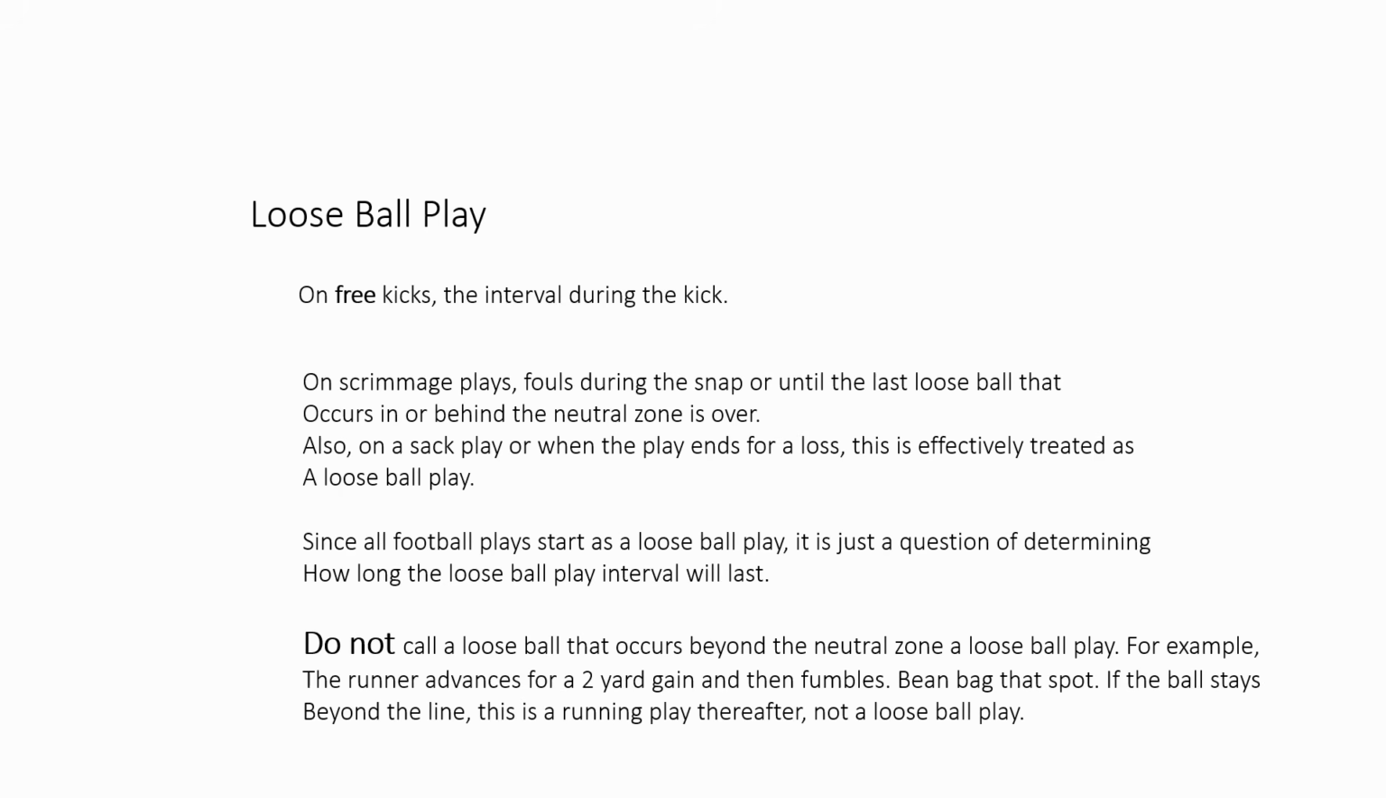Also remember, do not call a loose ball that occurs beyond the neutral zone a loose ball play, because it's not. For example, the runner advances for a 2-yard gain, then he fumbles. We need to beanbag that spot. If the ball stays beyond the line, this is a running play thereafter and not a loose ball play any longer.